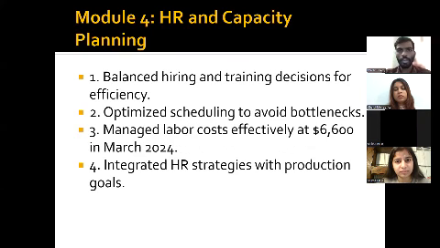Moving ahead, for Module 4, there is HR and capacity planning. Over here, we should have a balance between training and hiring more employees, so that there is efficiency and a constant flow of work, so that employees know exactly what they are doing. Also, there should be an optimized schedule to avoid bottlenecks. And the best part is that we managed to keep labor cost effective at 6,600 in March 2024.